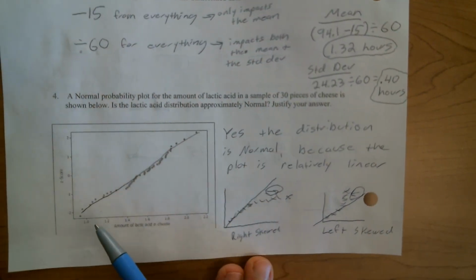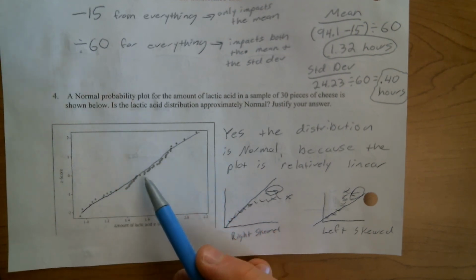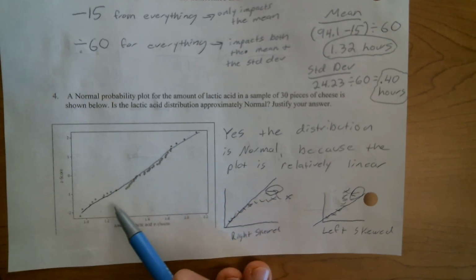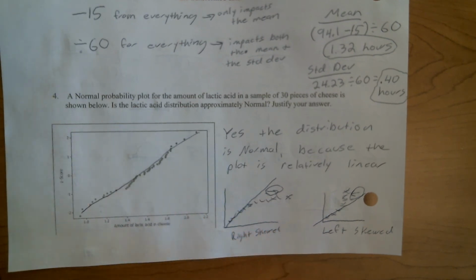But it won't be like this, where it's like, yeah, is it not? If you get something like this, you kind of just have to see the forest for the trees and say, all right, this is relatively linear. I'm going to make it obvious whether it's right or left skewed with a more dramatic curve. This is not a big enough curve that I would worry about calling this skewed in any direction, one way or another.